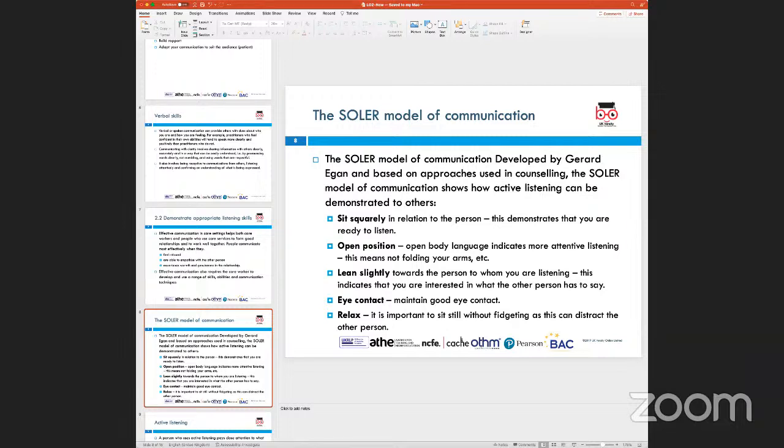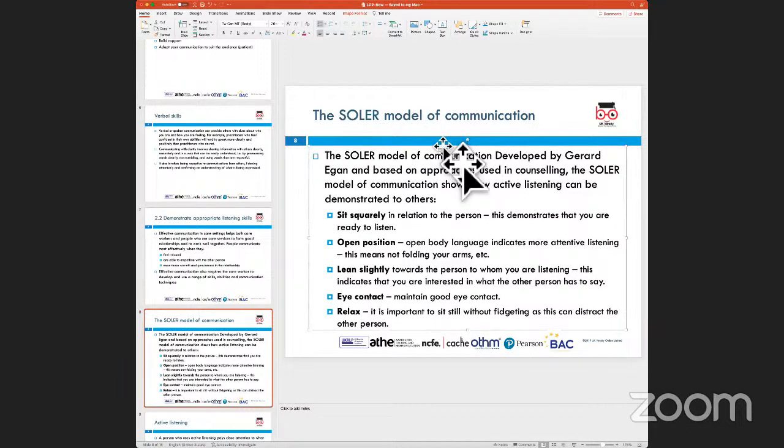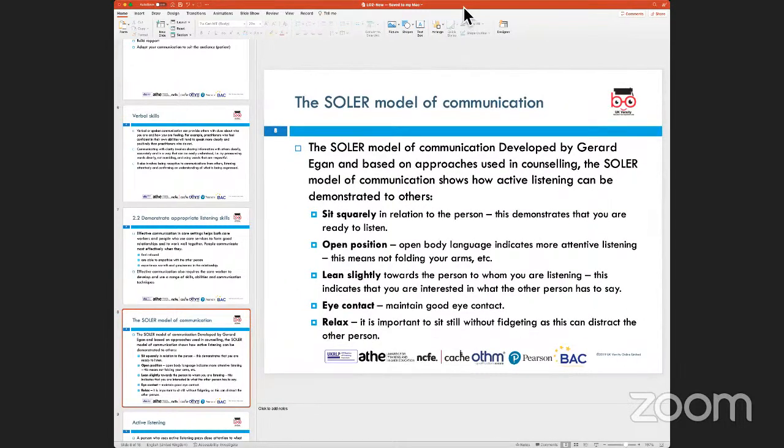Because when you have these conversations between the patient and the practitioners, which is health and social care staff, you need to have these five ingredients in the conversation, which constitute active listening. Sit squarely means you position yourself so that your body is facing the person you're speaking to, showing that your conversation with that individual is important and is squarely being done with them. You have an open position, which means you don't cross your arms or cross your legs.